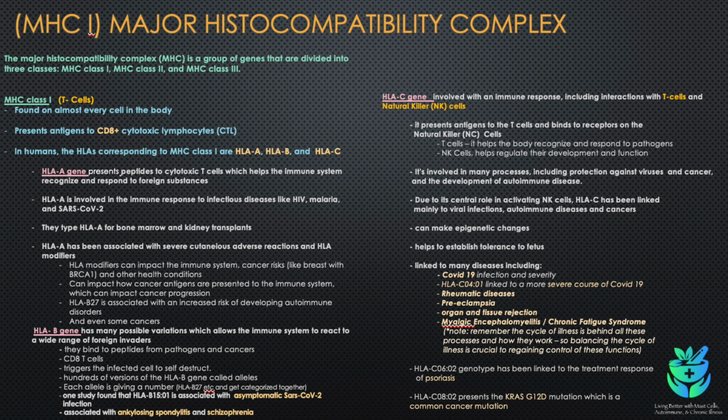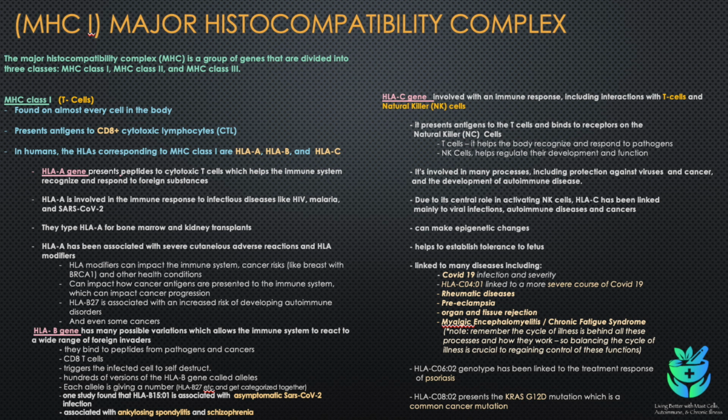Due to its central role in activating natural killer cells, HLA-C has been linked mainly to viral infections, autoimmune diseases, and cancers. The HLA-C can make epigenetic changes. It helps to establish tolerance to the fetus if you're pregnant. It is linked to many diseases including COVID-19 infection and severity. The HLA-C0401 is linked to a more severe course of COVID-19. It is also linked to rheumatic diseases, preeclampsia, organ and tissue rejection, myalgic encephalomyelitis, and chronic fatigue syndrome.